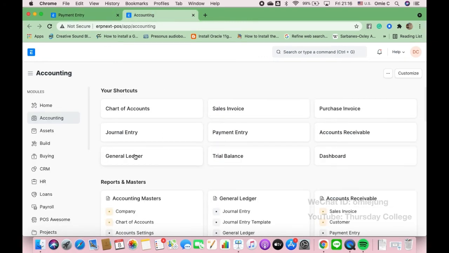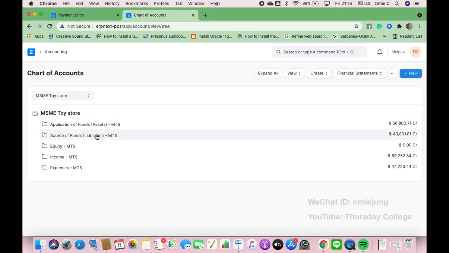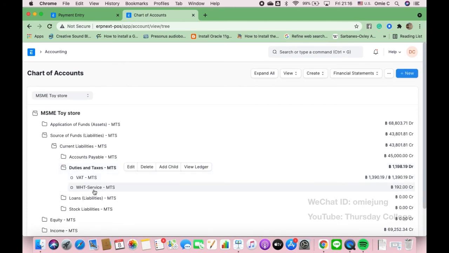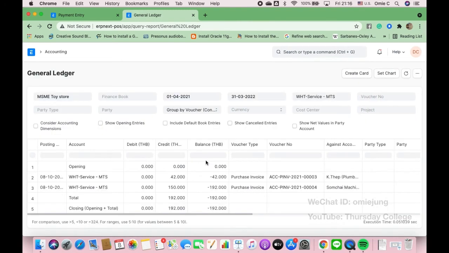Here we are, the chart of account, and then I see the duty and taxes, the services, the tax withholding. Suppose I see the ledger here, we are going to have 42 and 150. 42 is for the plumber and 150 is for the machine. So you need to go to the revenue department and then pay 192 later on.